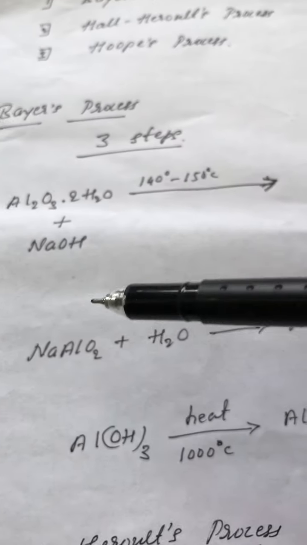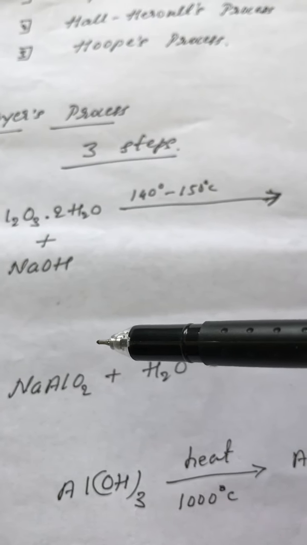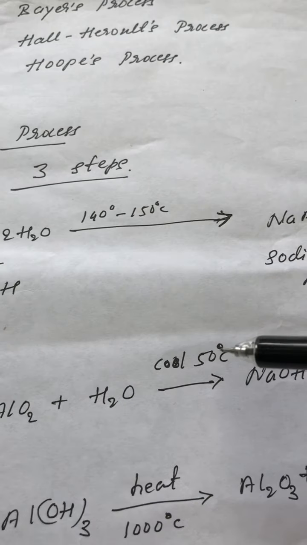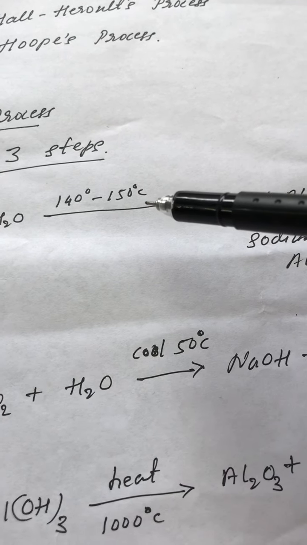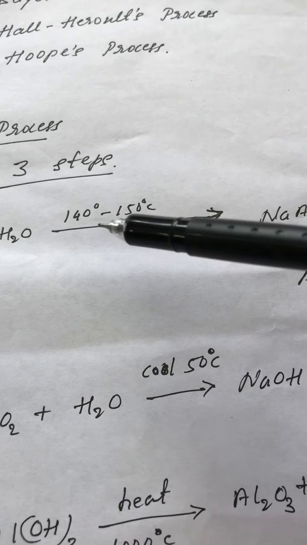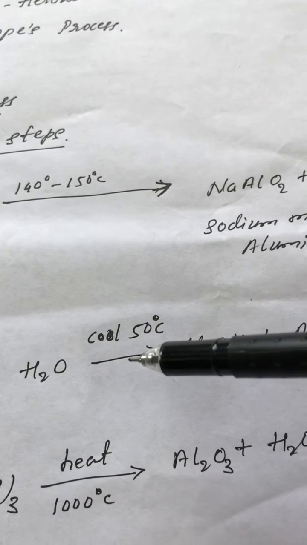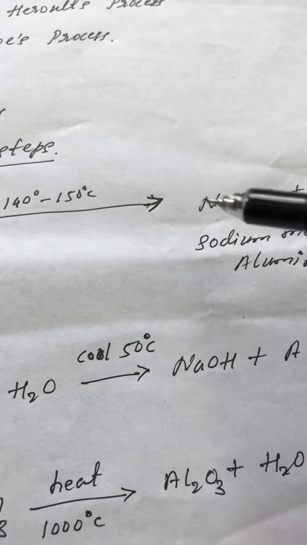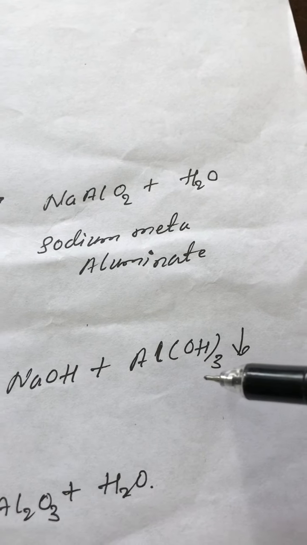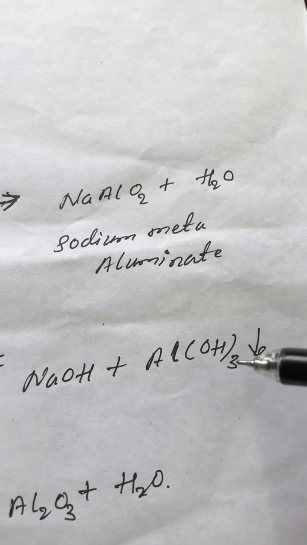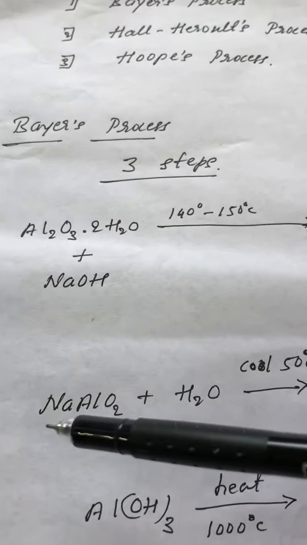Then step number 2, this sodium metaaluminate we are going to add with water. The temperature maintained here is 50 degrees Celsius, which means we have to cool it, because before the temperature was 140 to 150, and now we have 50. So the products we get are sodium hydroxide and aluminium hydroxide as a precipitate, and this precipitate is filtered. So this is step number 2.